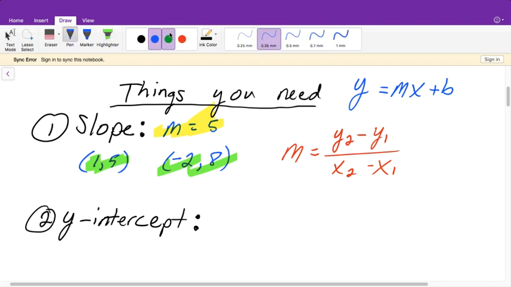All right, so when it's just given to us, it's very simple, where we just go ahead and say m is equal to 5. But sometimes it'll also be given to us in the form of 2 points. But either way, we will be given enough information for us to determine our slope.